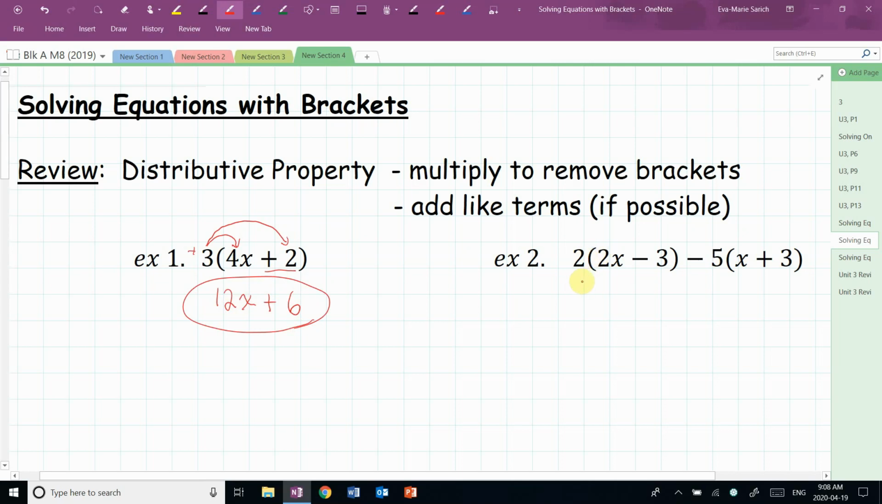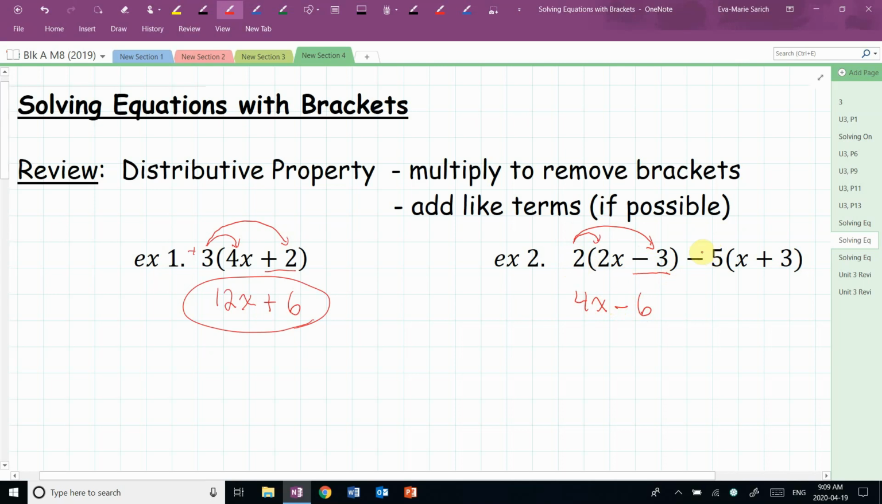Let's look at the second example. In the second example, we have 2 brackets to remove. So we'll start again with the first bracket. 2 times 2x is going to give us 4x. Then 2 times not just 3 now, but negative 3, because the sign in front belongs to the term that follows. So 2 times 3 is 6, and a positive times a negative gives us a negative. So that's going to be a subtract 6.